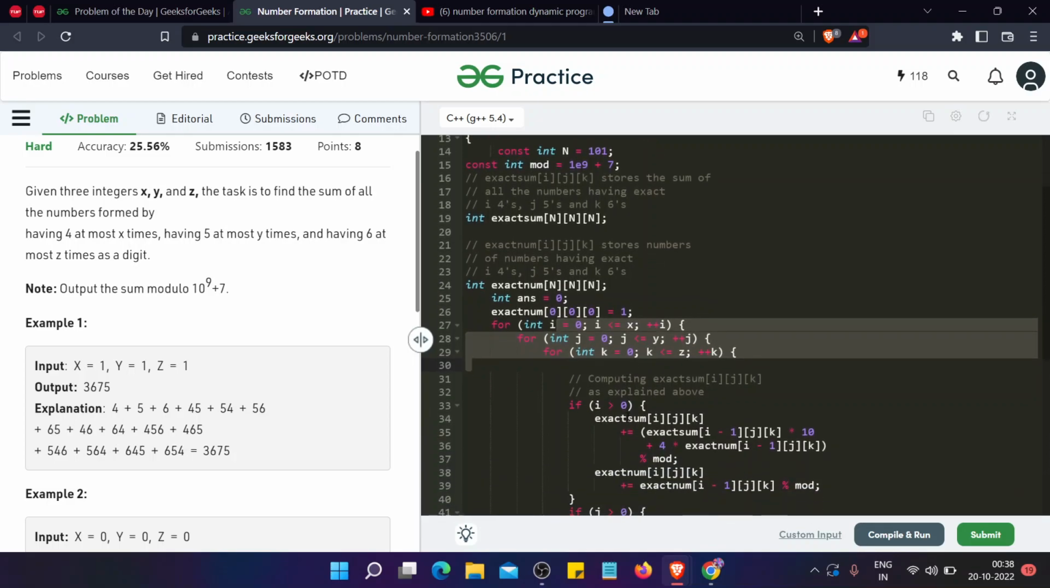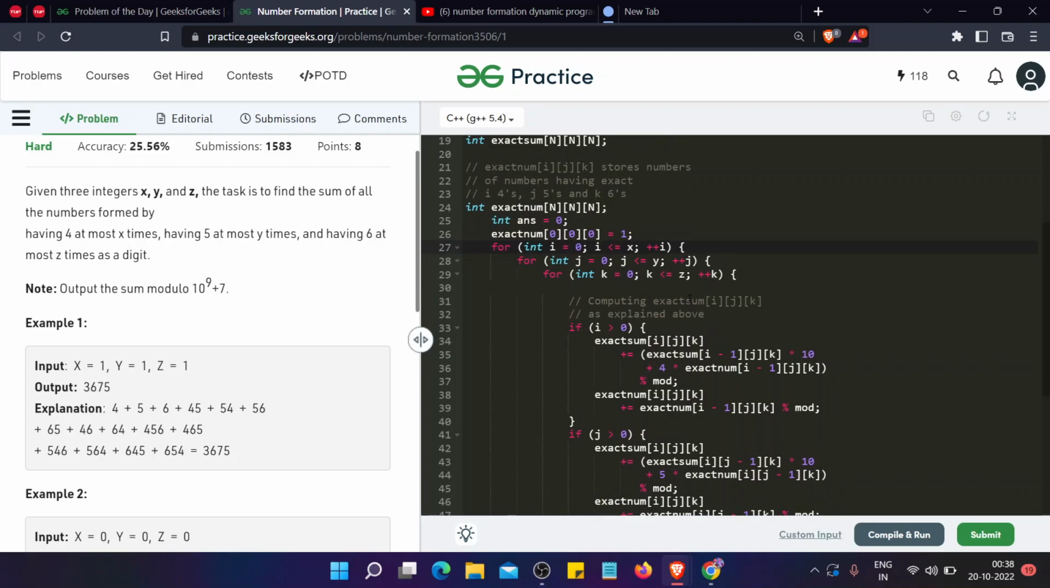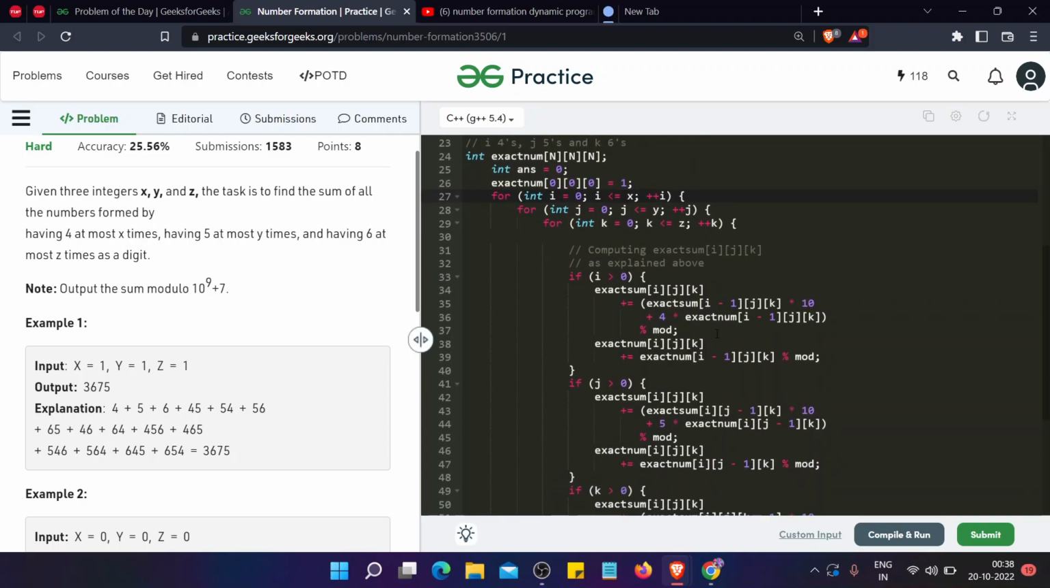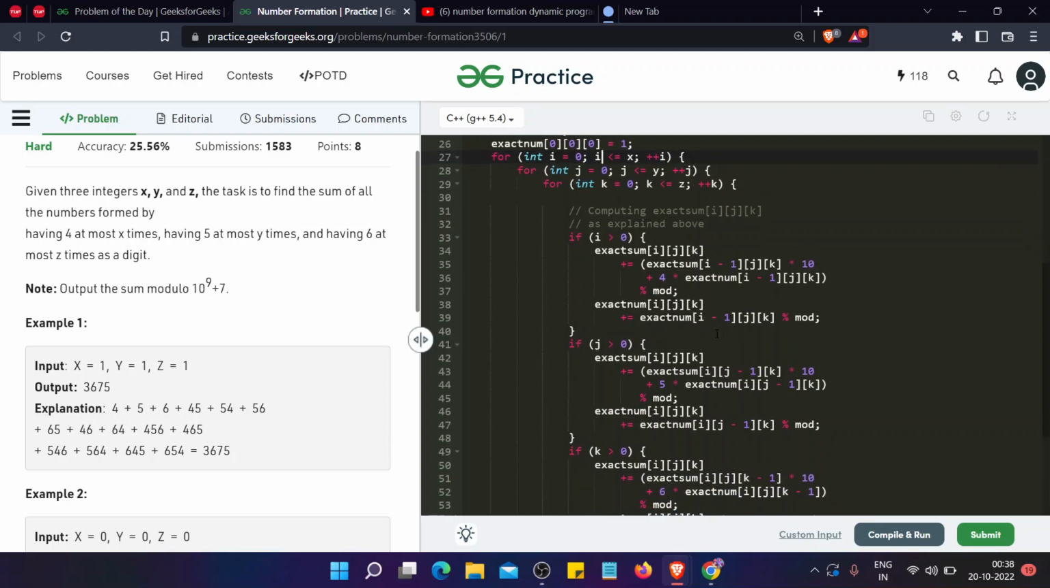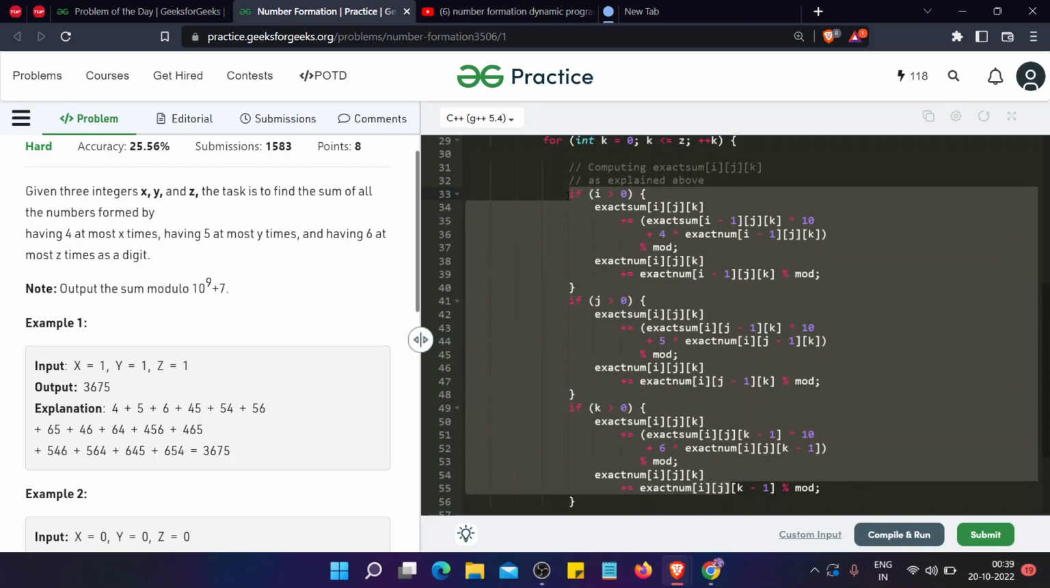So therefore, we have a DP array. We have a DP array of exact num, and we will store the exact count of the numbers having i 4s, j 5s, and k 6s. And if exact num i minus 1 j k, exact num i j minus 1 k, and exact num i j k minus 1 are already known, then it can be observed that the sum of these is the required answer, except in the case of exact num i minus 1 j k, exact num i j minus 1 k, or exact num i j k minus 1 not existing. So these are all the conditions that we must check. If it doesn't exist, then in that case we just skip it.